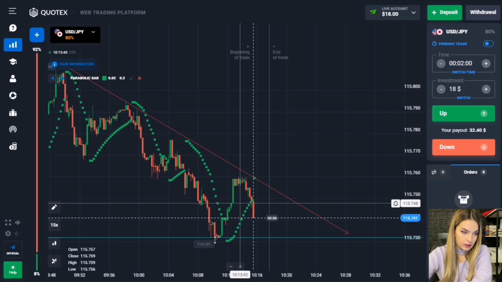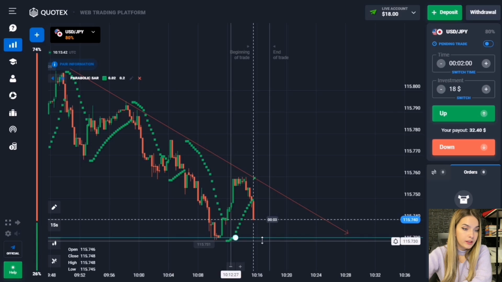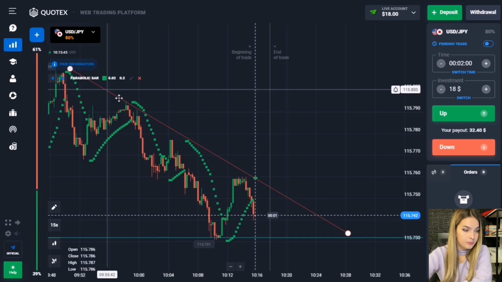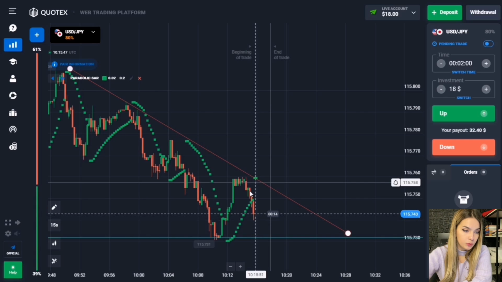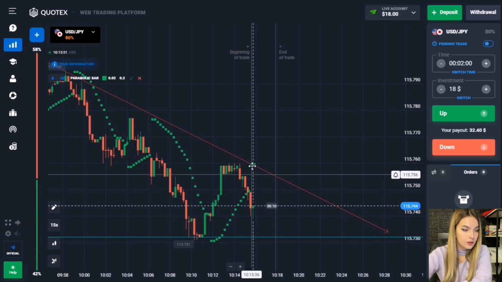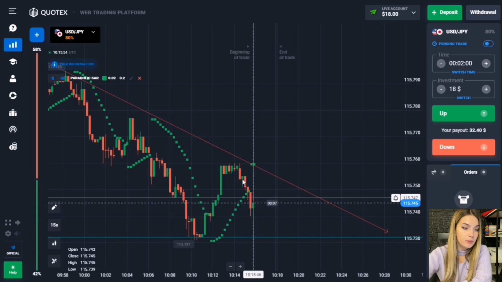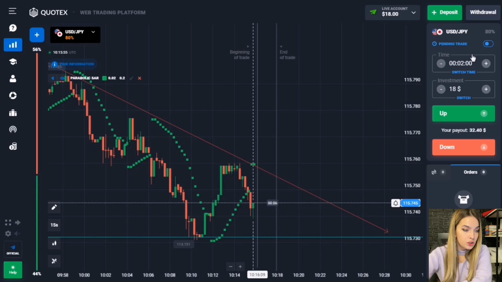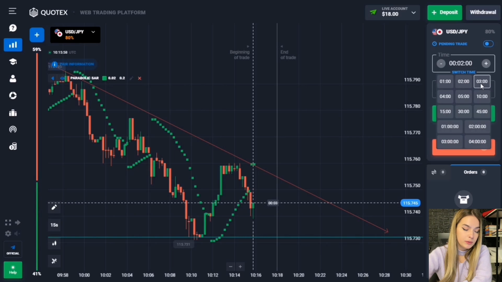Here we see the support level. We also see that at the moment there is a downtrend from the downtrend line. The price continues its downside movement. There is a certain compression. I also pay attention to our indicator. We also see that two dots have already appeared above our chart. In this situation, I propose to open a deal for 3 minutes to decrease.